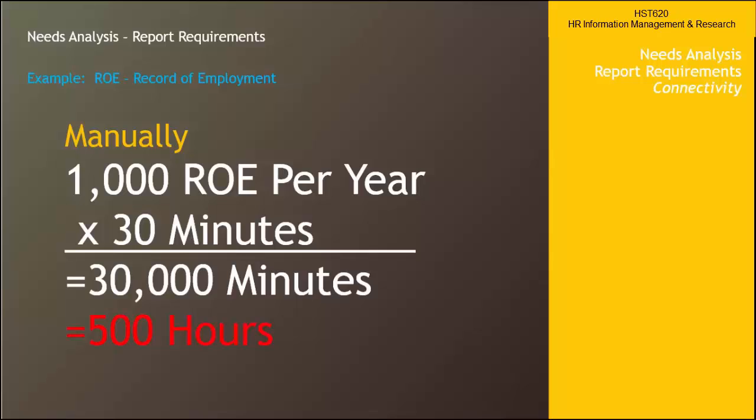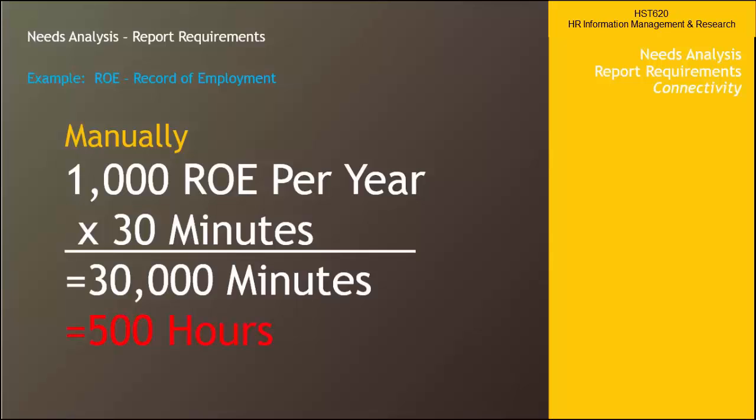So every time one of our contract faculty leaves, the contract is finished, semester is over, we have to give them an ROE. Now imagine you're doing 1,000 of these a year at, let's say, an average of 30 minutes. That's 30,000 minutes. And if you divide that by 60 minutes in an hour, it comes up with 500 hours. So technically we could save close to 500 hours.